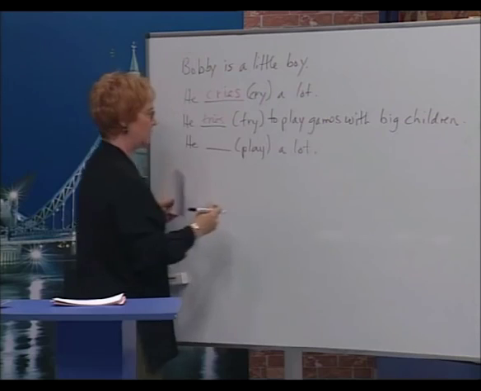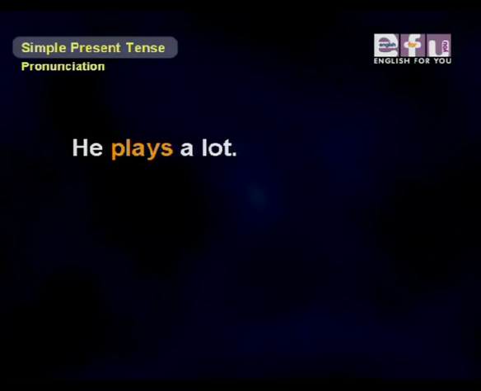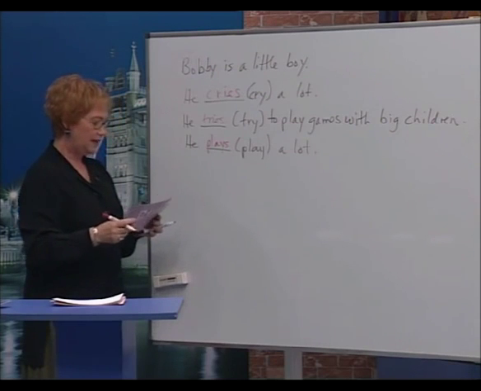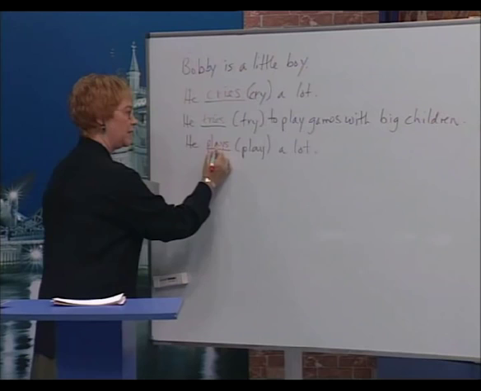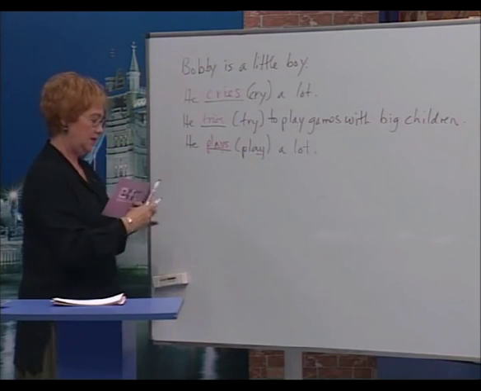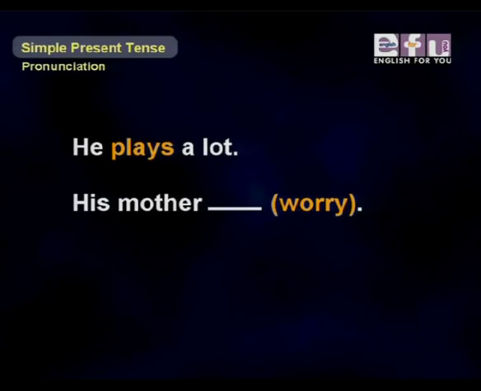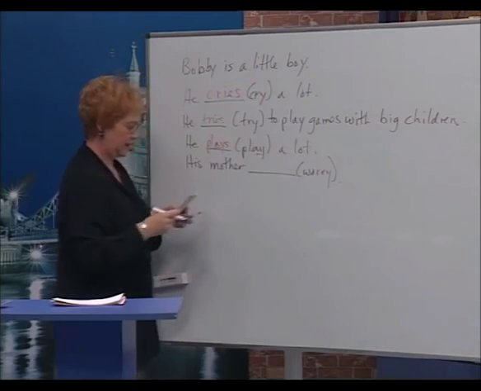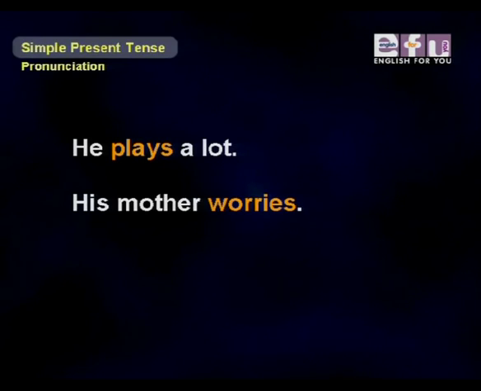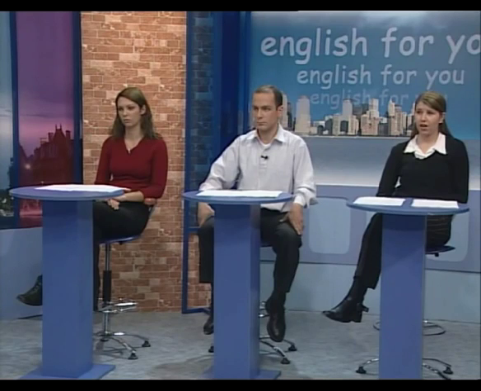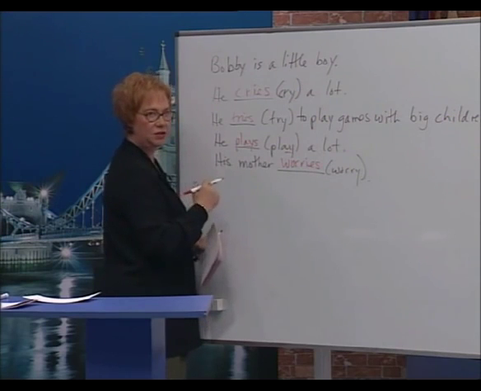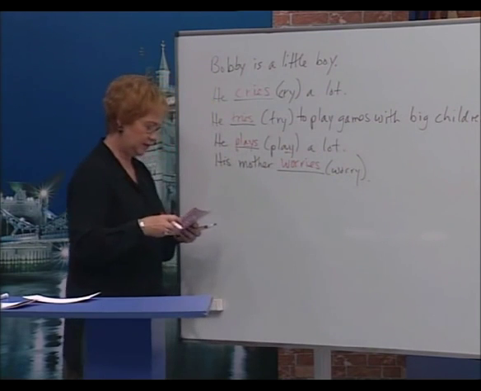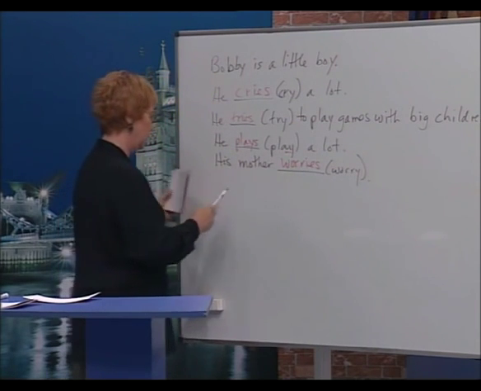All right, Ollie, this one is for you. He plays a lot. All right, so Ali, why didn't it change? AY, you have the package here. All right, now here comes another one. His mother worries. All right, Isabel. Spell it. WORRIES. And why did it change? Y after a consonant. Good.